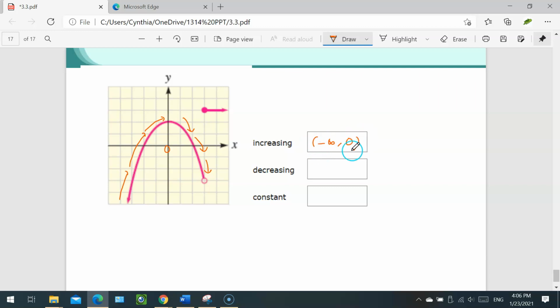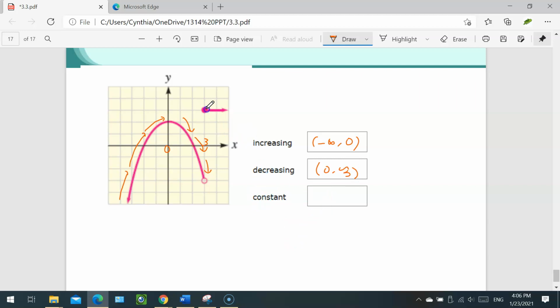Keep in mind, only use parentheses when you represent the increasing and decreasing intervals. The decreasing interval is from 0 up to x equals 3. So write down 0, 3. Close it.